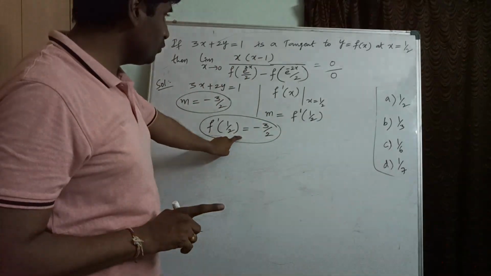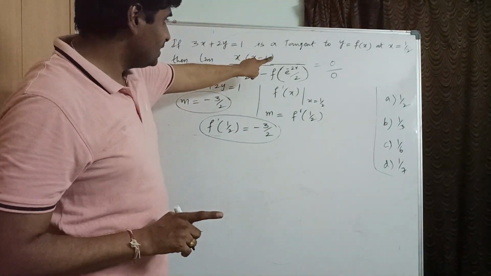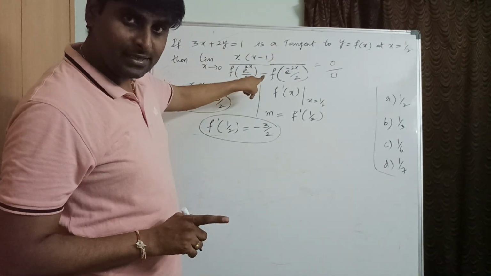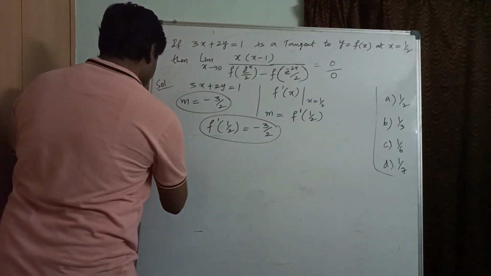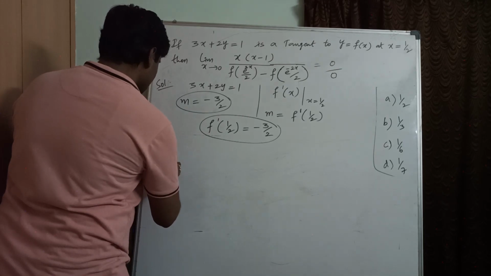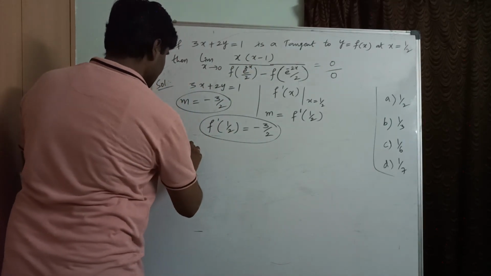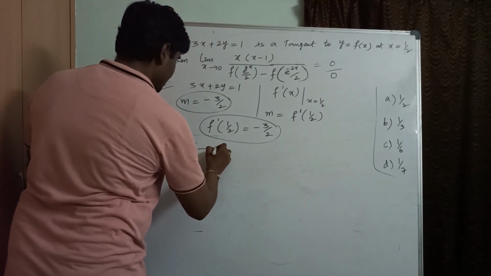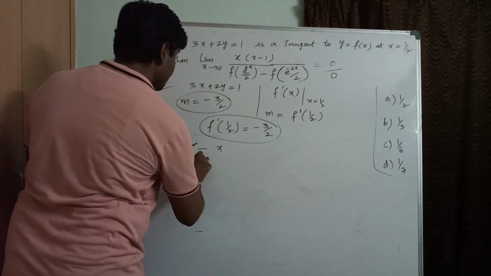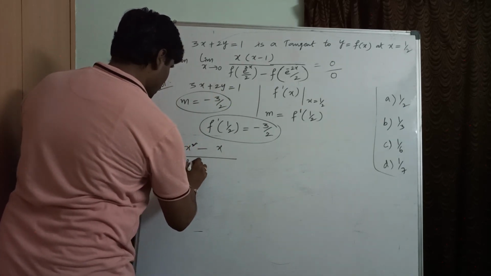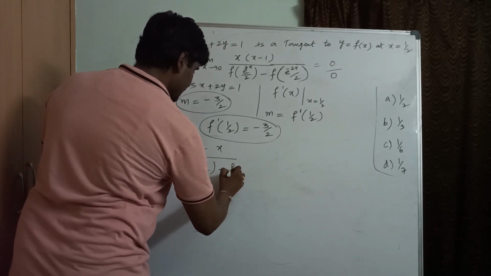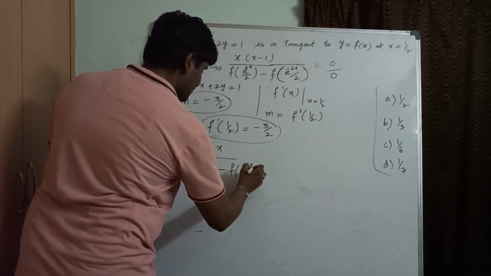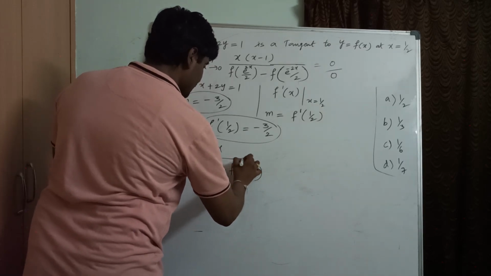So now this value we are going to use in this. This is in 0 by 0 form, right? So let us derive this one. Let me rewrite this. Okay? See here, limit x tends to 0 of (x² − x) divided by [f(e^(2x)/2) − f(e^(−2x)/2)]. See here, it's very easy.